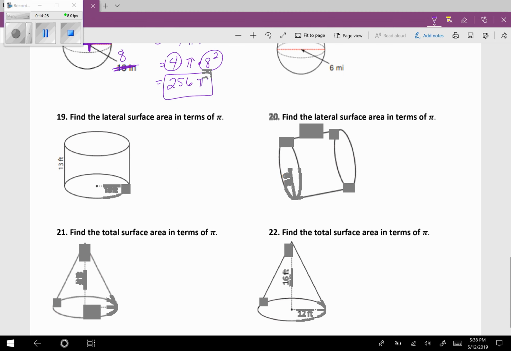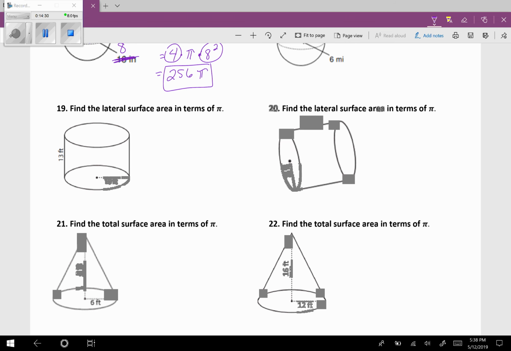19. Find the lateral surface area, so lateral, pay close attention there, in terms of pi. So when we put everything in the calculator, we're not going to put pi in. So lateral surface area. So this is a cylinder, okay? It's a cylinder because it looks like a can, or a candle, something like that.